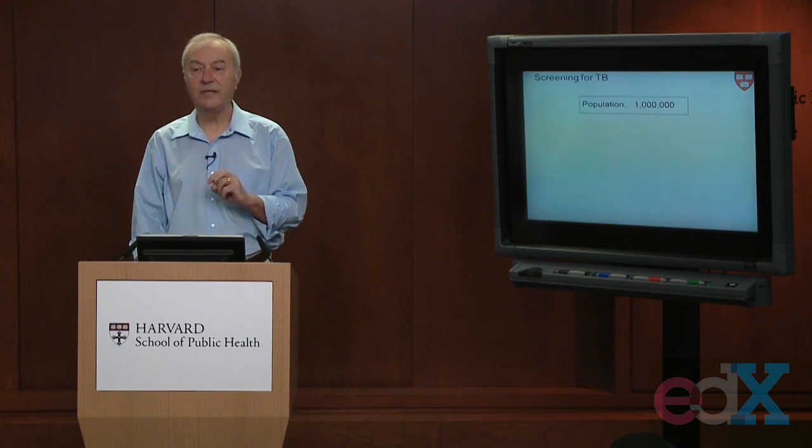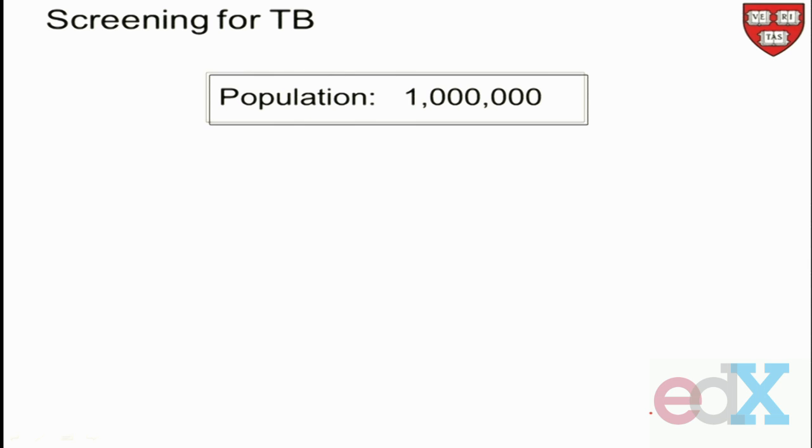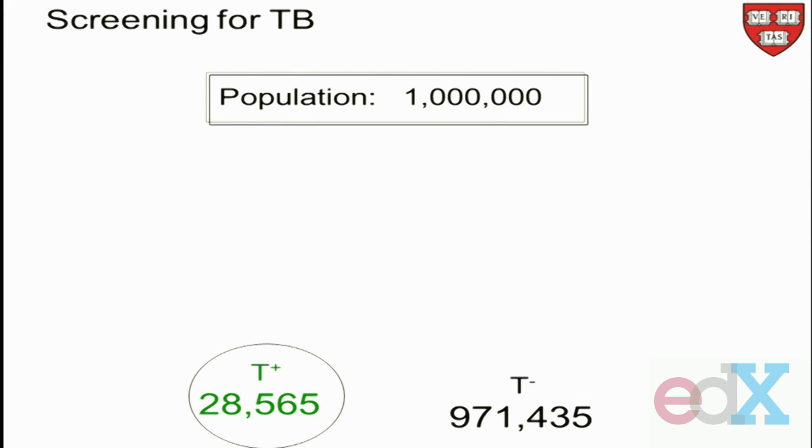There's a third quantity we need, and that is the prevalence. How many people actually have TB? So let's use this test to determine what happens in this population of 1 million people with our imperfect test. And what we find is that 28,565 of these people actually tested positive, and the other 971,435 tested negative. That is a typical result when we apply such a screening.